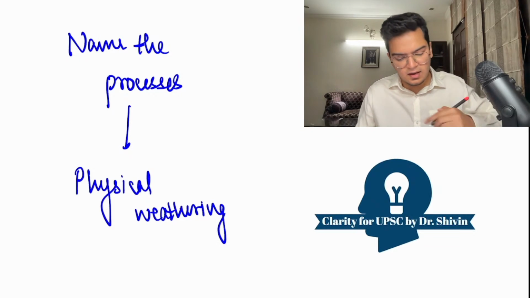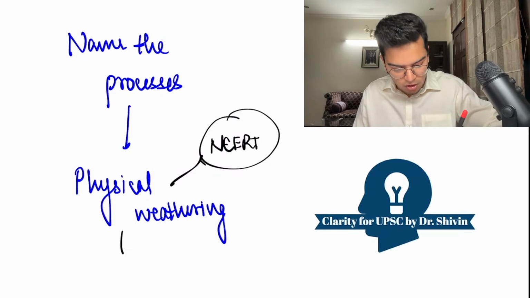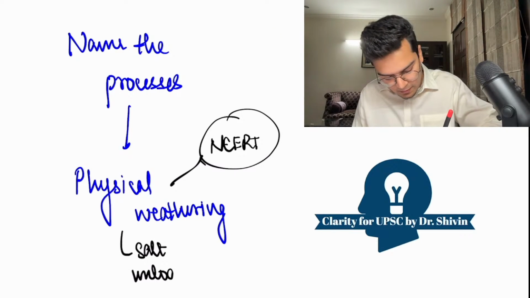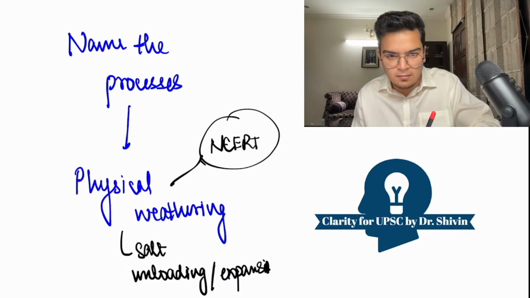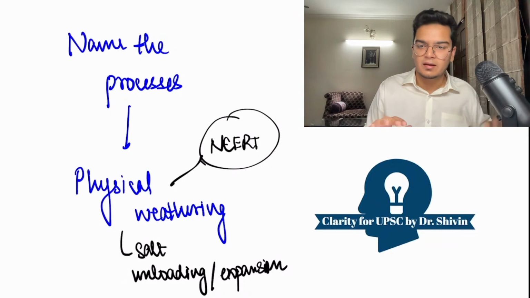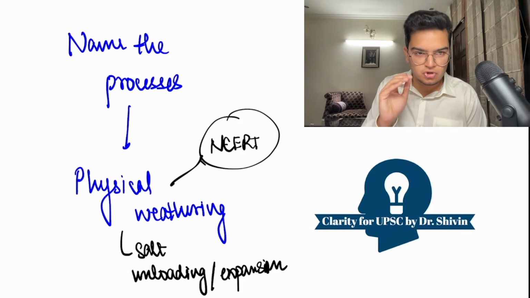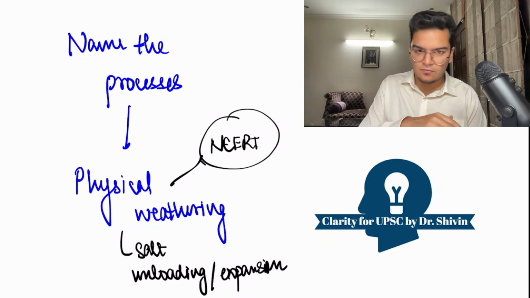Processes of physical weathering. Again, this is directly from NCERT, but this is something that we are most likely to forget. Things like salt weathering, unloading and expansion. I wanted to hear these names, basically. Again, direct NCERT question hai. You can just take a look at the NCERT chapter 6. Question is coming from there. But again, not something difficult for you. So you should get this answer correct, right? But when we are revising, we don't do it in this manner, right?